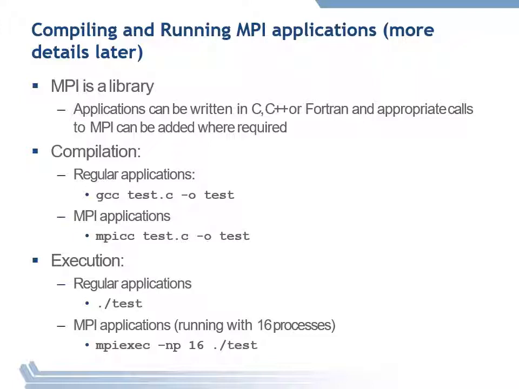MPI is a library, as you know, and the code can be written in C, C++ or Fortran. How do you compile these things? Typically, as you know, gcc test.c and the application. But in MPI applications, it's different. We use mpicc and then the remaining is the same. Execution. In regular applications, we use ./application name. Here you'll be running with 16 processes: mpiexec -np 16 ./application name.